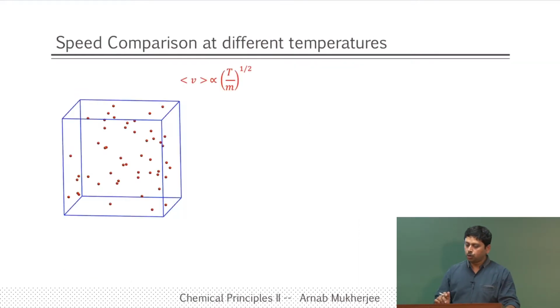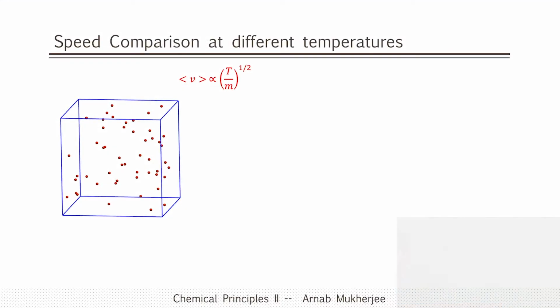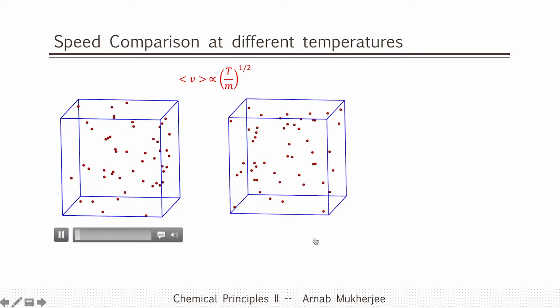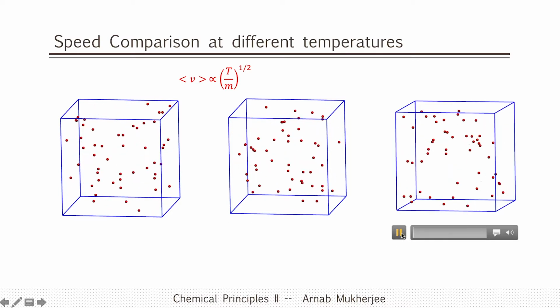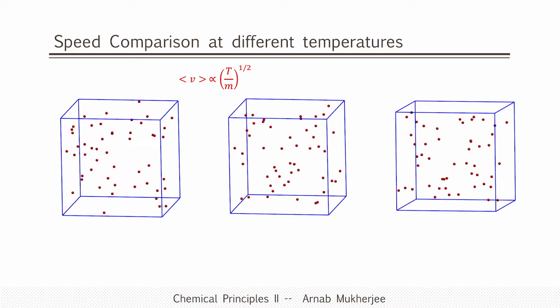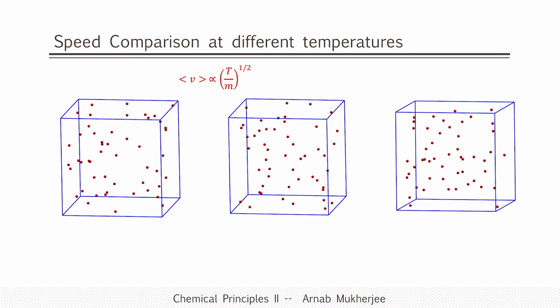So, in order to show that velocity is indeed going to be proportional to root over of temperature, we have carried out simulations of gas particles at different temperatures. So, we are going to show you that. On the left hand side, the gas molecules are at 300 Kelvin, this system is at 500 Kelvin, and this system is at 700 Kelvin. You can see from this movie that as the temperature increases, the average velocities of the particles are increasing.